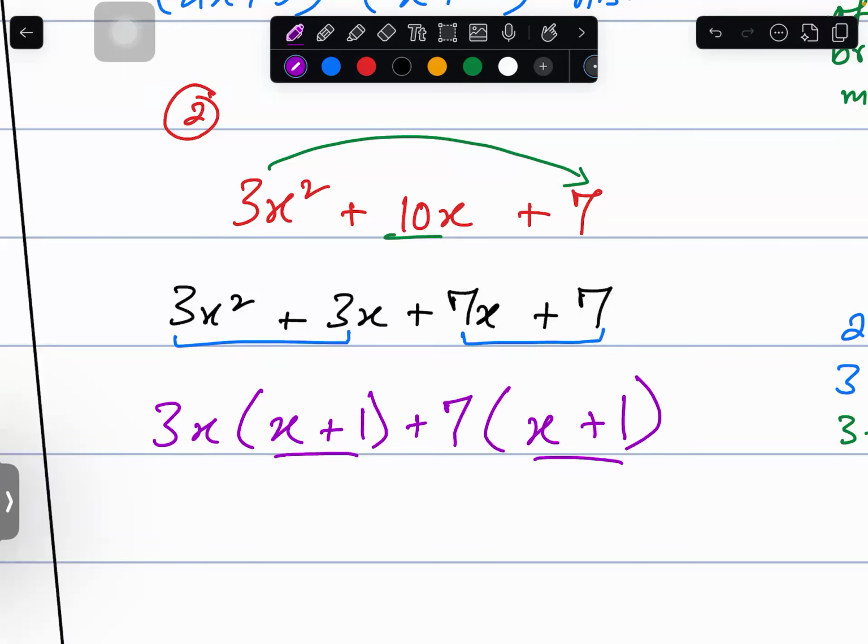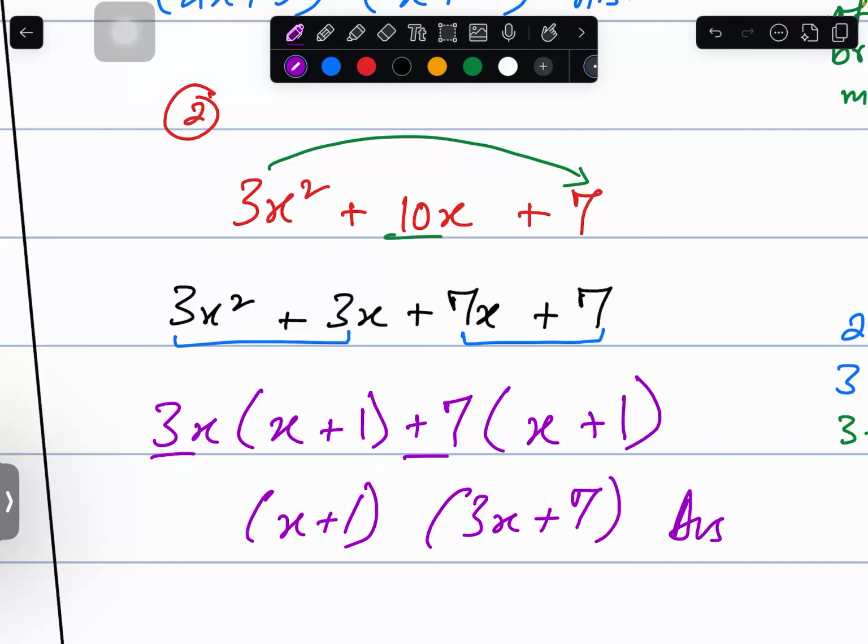It means that everything has been done correctly. We're just going to write one of the two common brackets, that is x plus 1, and then 3x plus 7 as the second one, and this is going to be your answer.